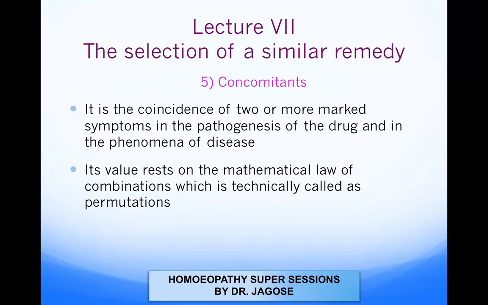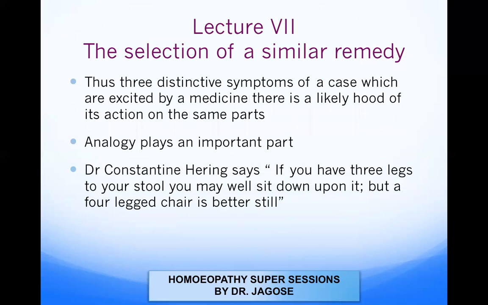Its value rests on the mathematical law of combination, which is technically called permutation. So it depends upon the different permutations on what symptoms, 2 or more coincident symptoms, are seen in the case. Thus, if 3 distinct symptoms of the case are excited by medicines, there is a likelihood of its action on the same part. So therefore, at least three distinctive or characteristic symptoms must be present in the case which will affect the same part.